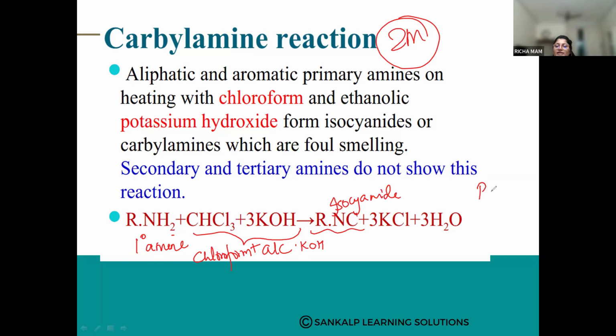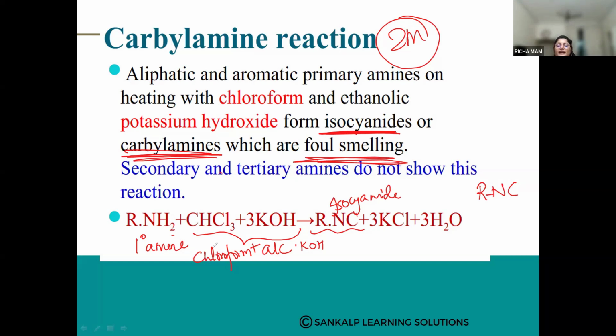Now, what is isocyanide? RNC. The alkyl group is bonded through nitrogen. So it forms isocyanide, also called carbalamine, and they have a very bad, foul smell.